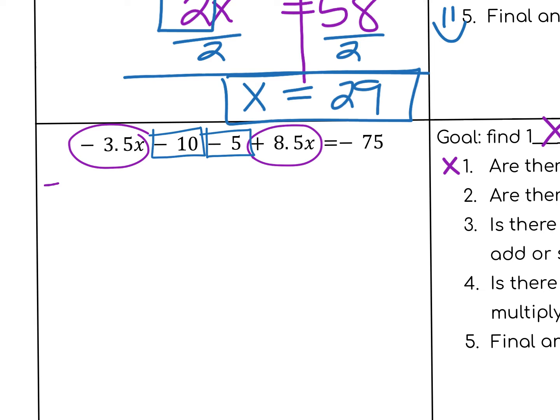So I'm just going to regroup my like terms. Negative 3.5x plus 8.5x. Then negative 10 minus 5 equals negative 75. Don't forget this side of the equation. Don't forget the equals part.